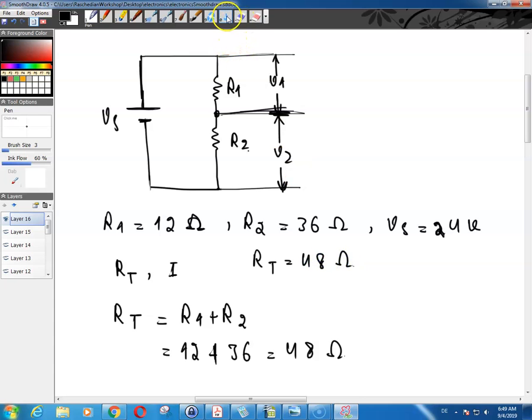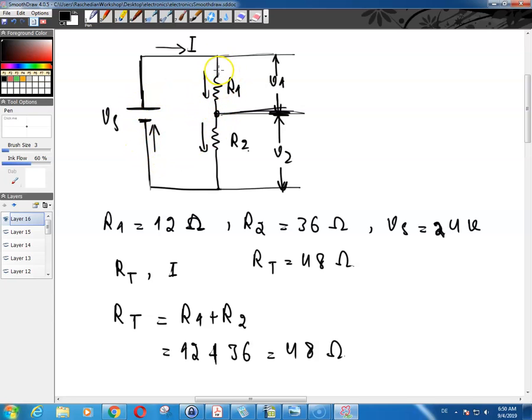Now, when you want to calculate the current going through this circuit, this is the current going through this resistor. The same current is going through this resistor, and the same current is going through your power supply. So the same current is just circulating all around your circuit.